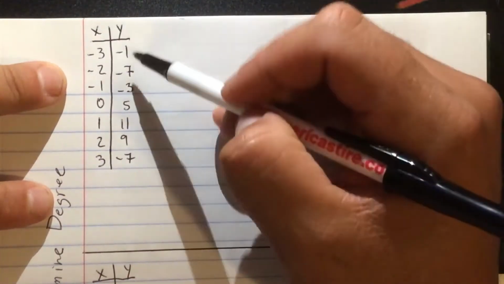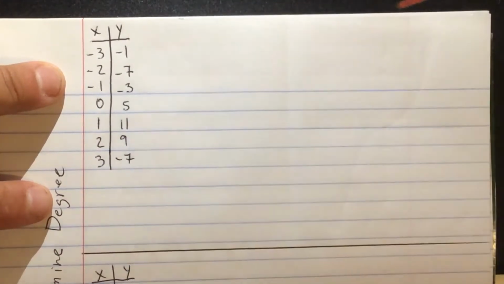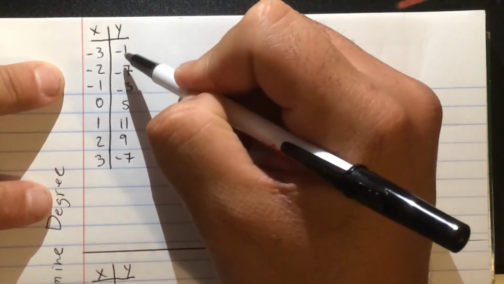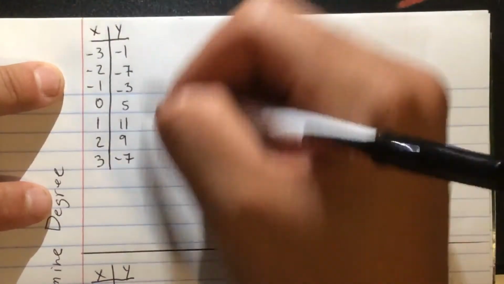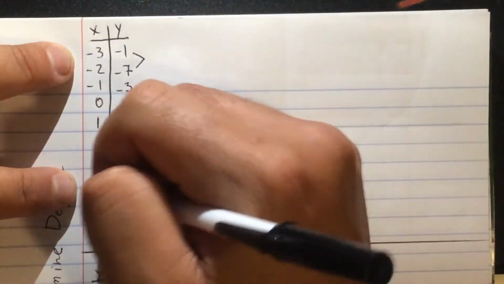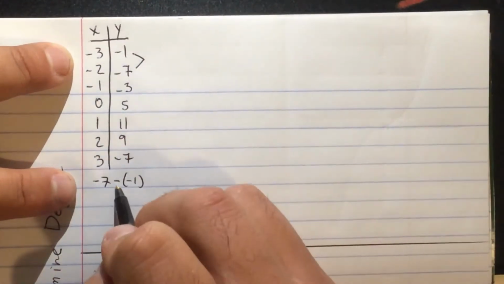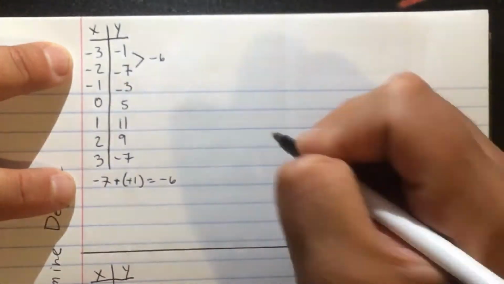So we're going to take our -1, -7, -3, 5, 11, 9, and -7. Basically, we're going to subtract the bottom number from the top number each time and see what we get until we end up getting numbers that are the same. The first one is going to be these ones here. So I got the bottom number, which is -7 minus a -1, which ends up being a positive one here, and we end up getting a -6. So I'm going to put -6 here.